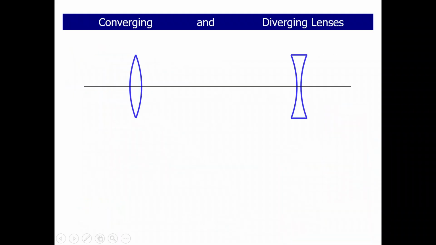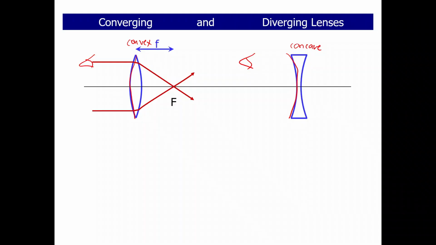So we have converging and diverging lenses. These are going to be our convex lenses, and these are going to be our concave lenses. Because once again, if you put your eye here, it bends out towards you. If you put your eye here, this bends in away from you. When we look at the converging lenses, they're called converging lenses because the rays will tend to bend towards and meet at the focal point.